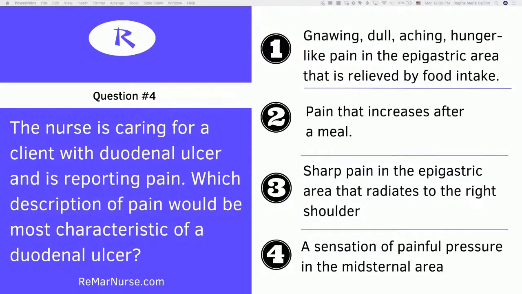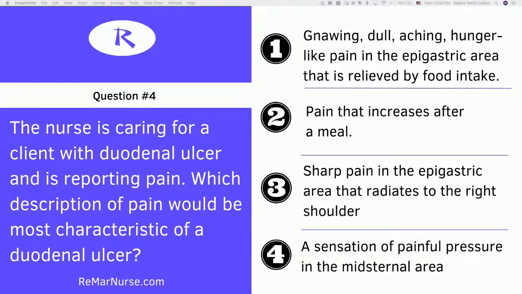Question number four. The nurse is caring for a client with a duodenal ulcer and is reporting pain. Which description of pain would be the most characteristic of a duodenal ulcer? Here we go. Number one, a gnawing, dull, aching, hunger-like pain in the epigastric area that is relieved by food intake. Two, pain that increases after a meal. Three, sharp pain in the epigastric area that radiates to the right shoulder. Four, a sensation of painful pressure in the mid-sternal area. Okay, we are talking about the duodenal ulcer, people.